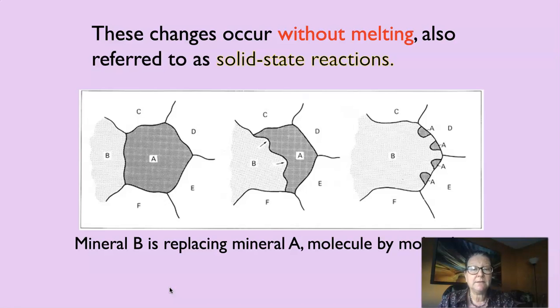Remember, there's no melting when it comes to metamorphism. This is showing mineral B replacing mineral A, molecule by molecule. It moves in and it makes its new mineral phase at the expense of phase A. Maybe by the end there's little remnants of mineral A, but there's no melting when it comes to metamorphic processes.